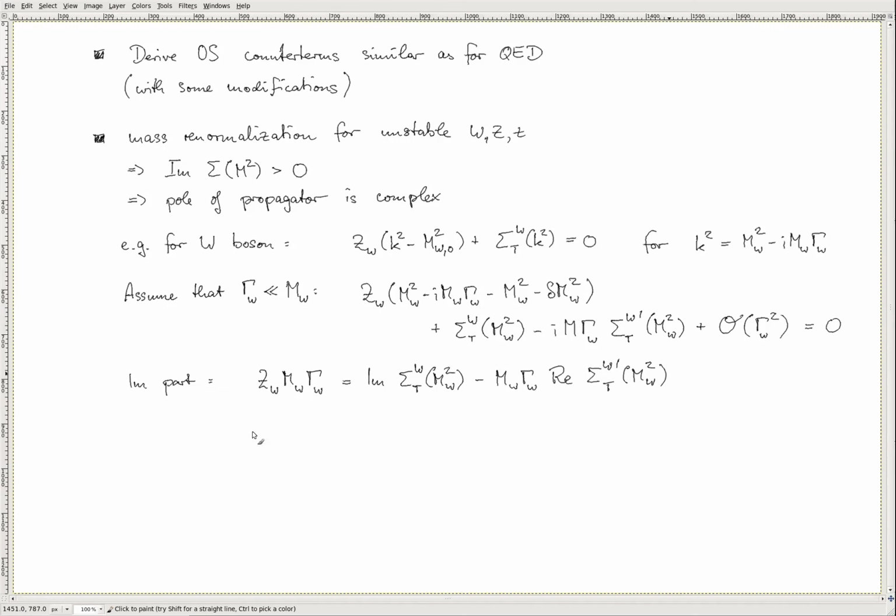Now this is an equation I can use for actually getting a prescription for how to compute gamma, the decay width of this particle. It becomes the imaginary part of the self-energy divided by mass times Z, plus the derivative.